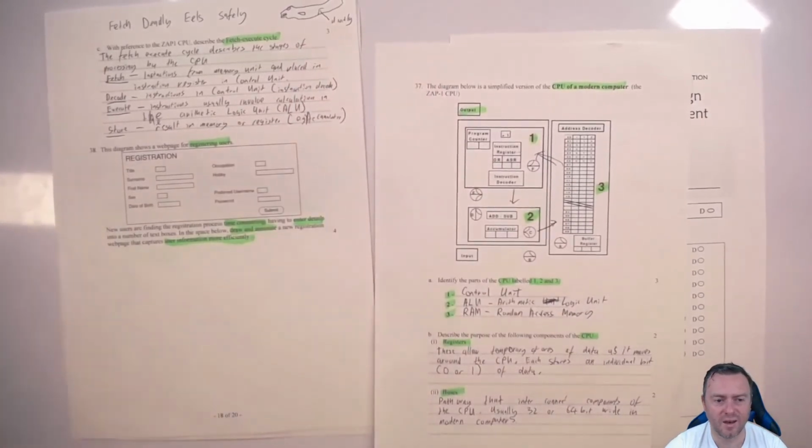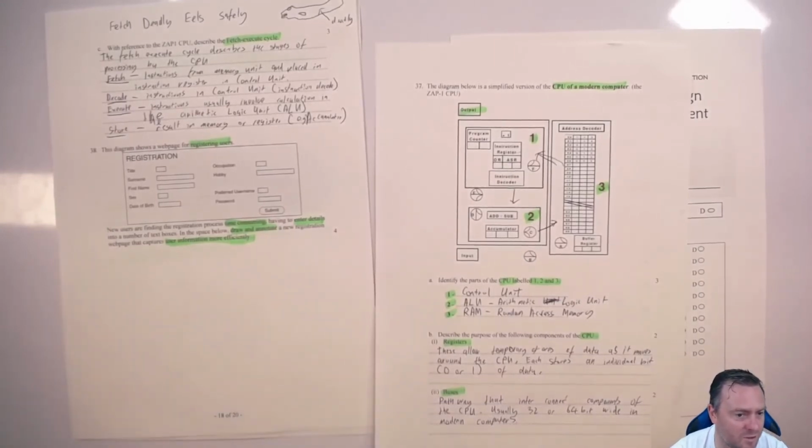Cool. So then the next bit is we want to go through how would you actually redesign this. So this is a real simple user input field. And if we read through it, it's time consuming, entering details in the text boxes, the space below, draw an annotated new registration web page that captures the information more efficiently.